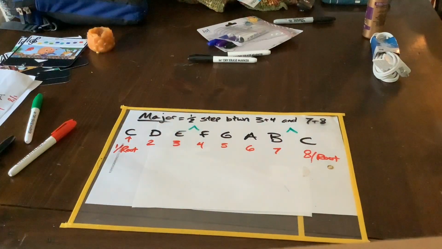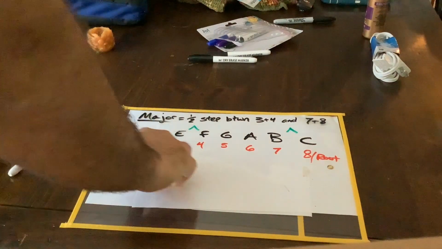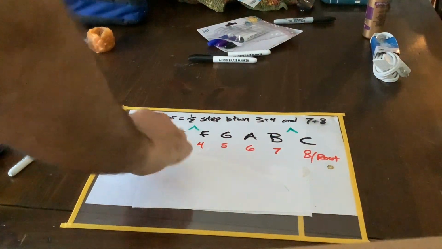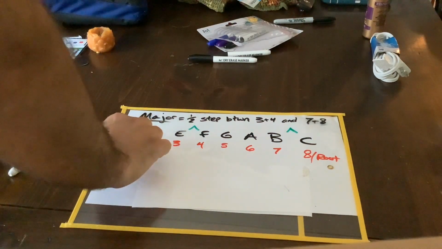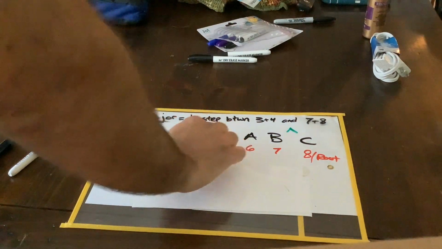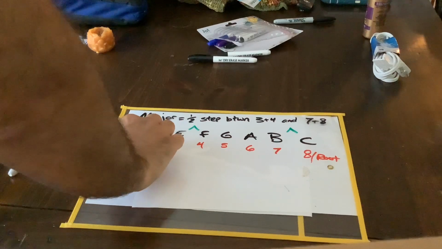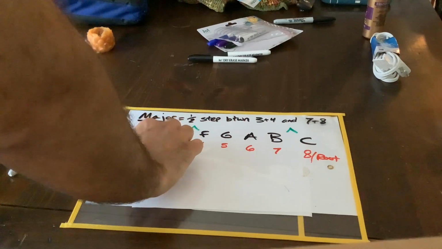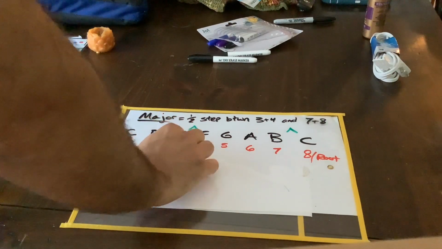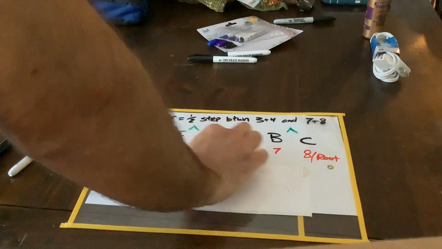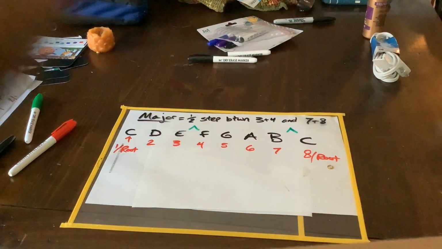So now I'm going to go through and I'm going to think, and I'm going to check with the instrument. I need a whole step between C and D, a whole step between 2 and 3, D and E. I need a half step here. I need a whole step, whole step, whole step, and then a half step at the end. So let's check that out.